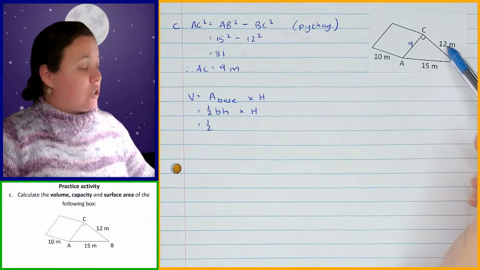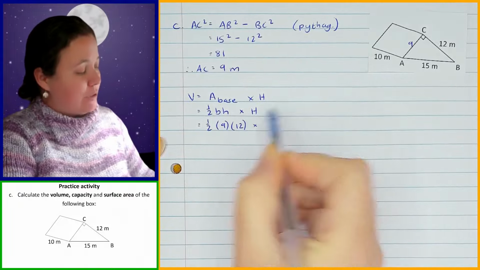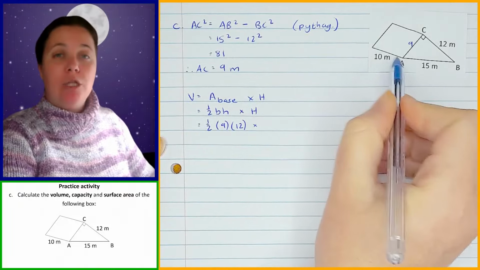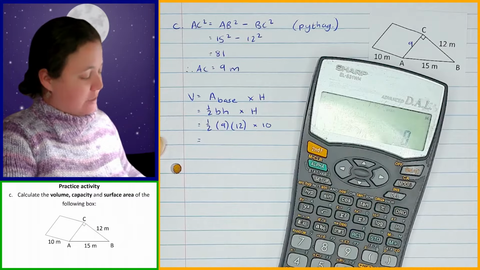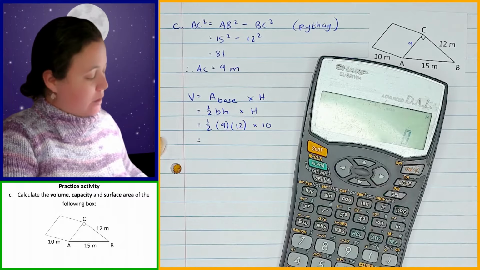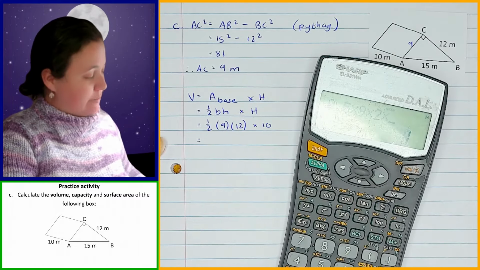So it's going to be the 9 and the 12. They will be my base and height. Doesn't matter which way around I do it, as long as I'm using the 9 and the 12. Okay, so it's going to be half times 9 times 12 multiplied by the height of the prism, which is the distance between the two ends, so that's 10. Okay, so that gives me half times 9 times 12 times 10 is 90. Okay, so my volume is going to be 90 meters cubed.